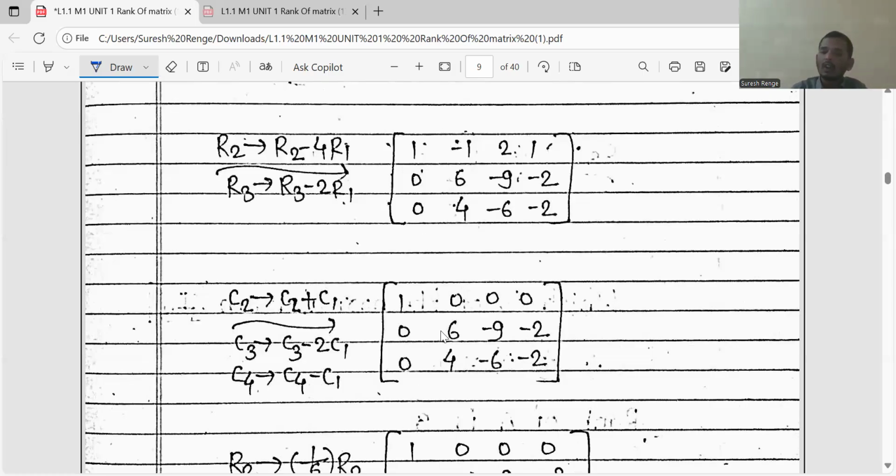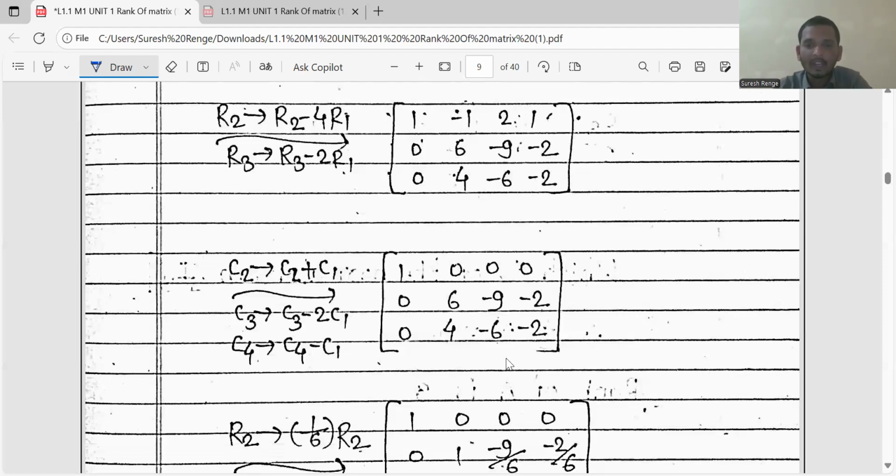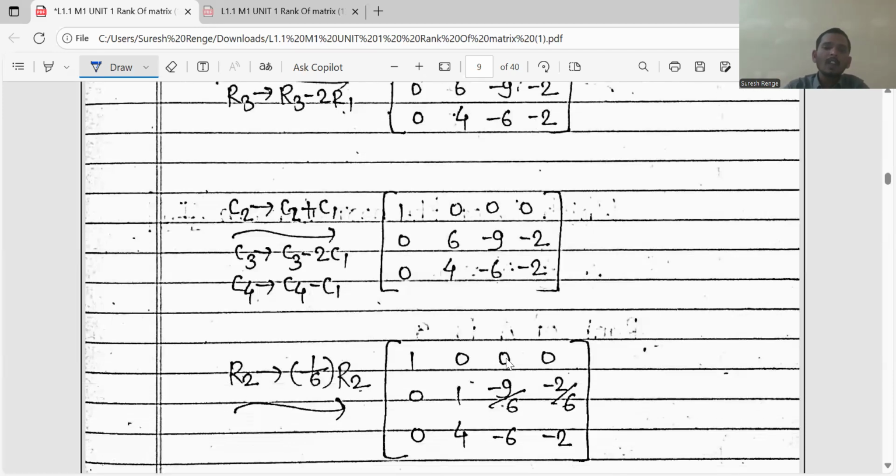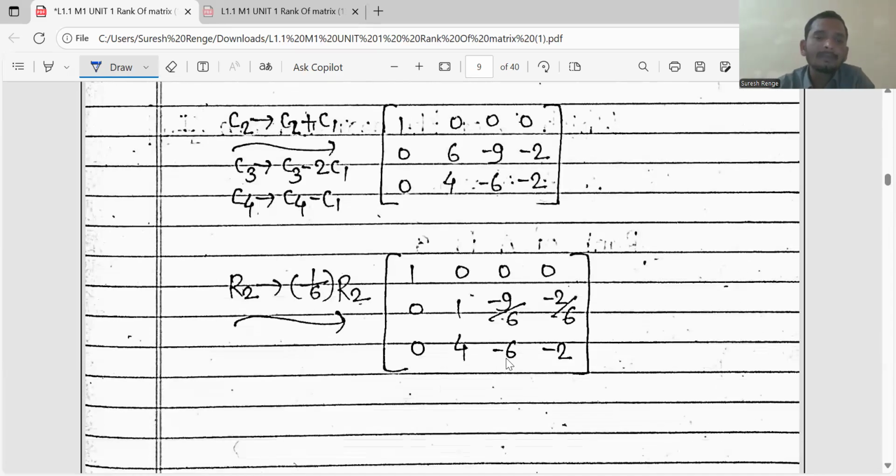1, 0, 0 is already here. 0, 0, 0. We did not calculate. What is the remaining portion of this matrix? Write down this as it is. Okay, this is the matrix.